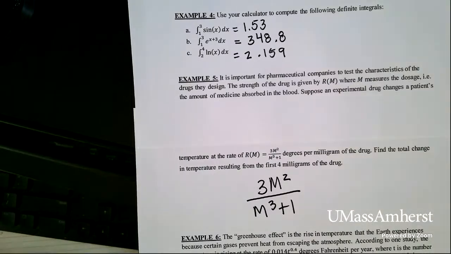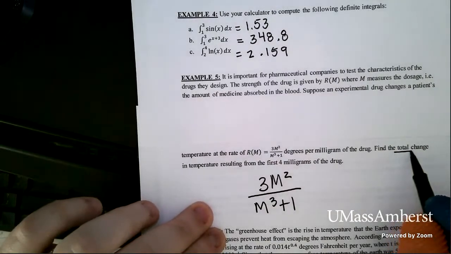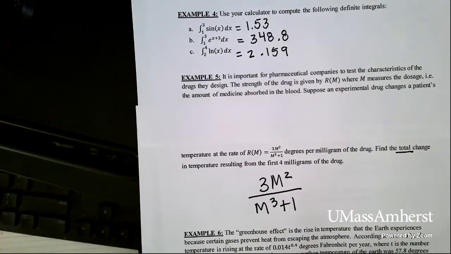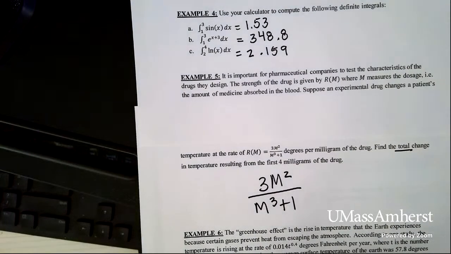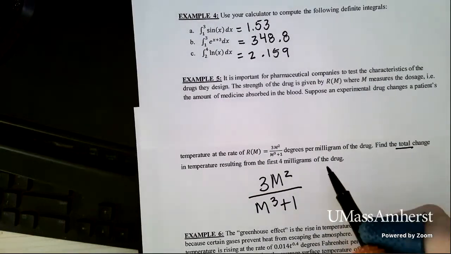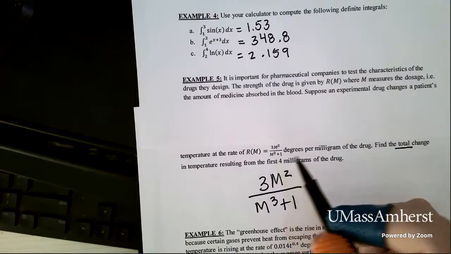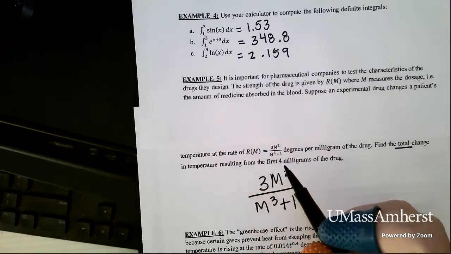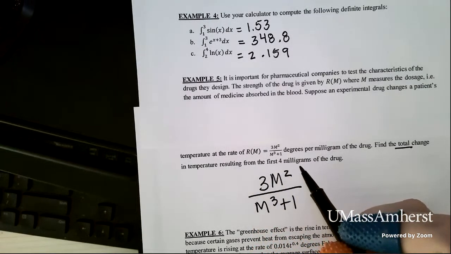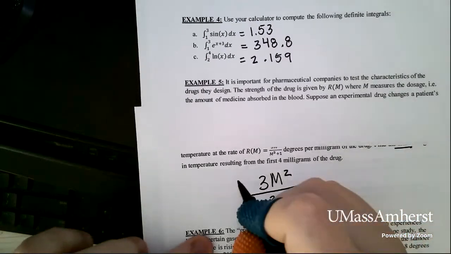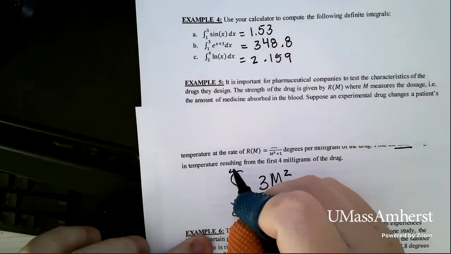All right. So I want to remind you that when you see the word total, that typically means we're looking for area under the curve, because the rate that we're given is going to help us understand how much the original function changes. So here the original function is temperature, and the rate is given in degrees per milligram. So how quickly the temperature is changing based on the amount of drug. So we're looking for the total change of the first 4 milligrams. So when you say first 4, that means we're going from 0 to 4. So we're going to be integrating this function from 0 to 4.